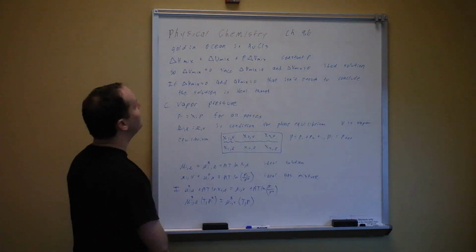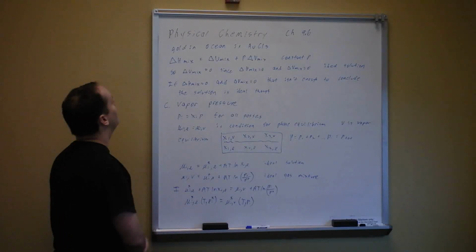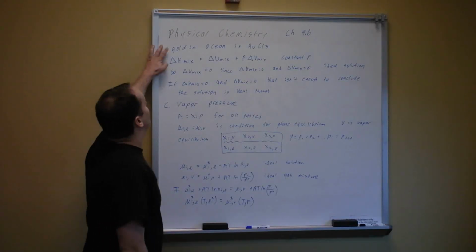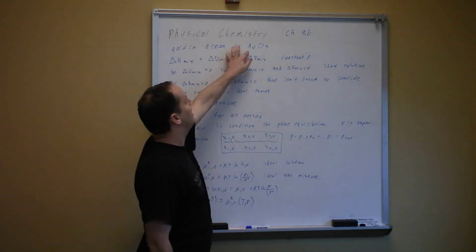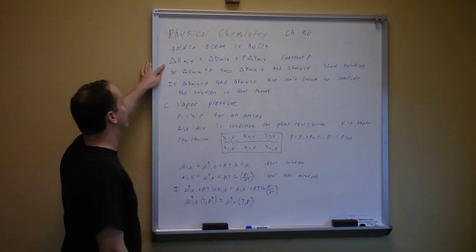We're continuing physical chemistry, chapter 9, section 6. Not exactly going to be on the final, but gold in the ocean, of course, is not metallic. It's a gold chloride, or whatever you want to call it.